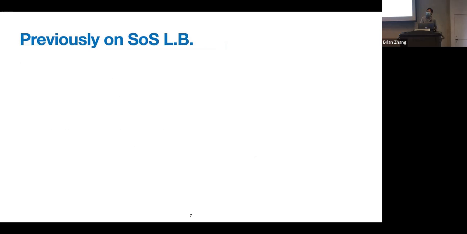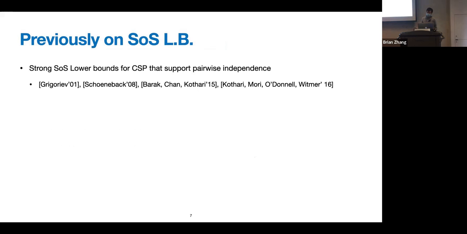And previously, on the sum of squares lower bounds, we have strong sum of squares lower bounds for CSP, for a large class of CSP that supports pairwise independence or some generalization of that. And this culminates in the final work of Kothari, Mori, O'Donnell, and Wu into this system.